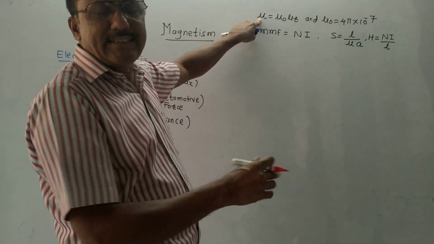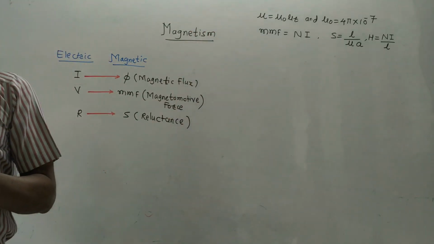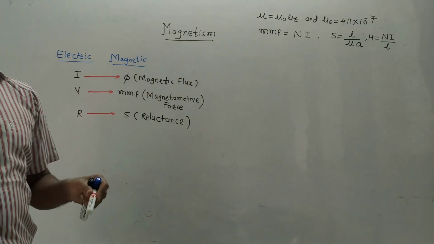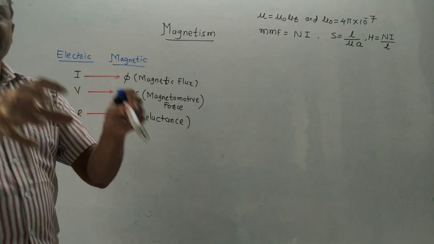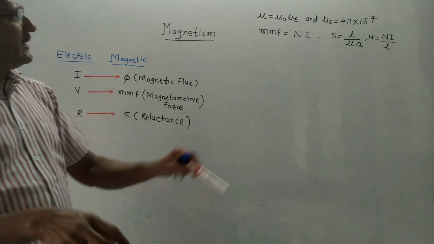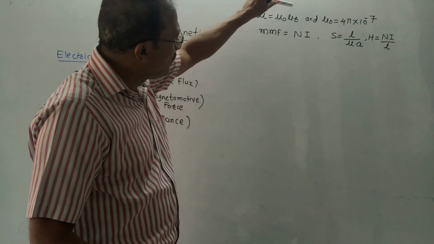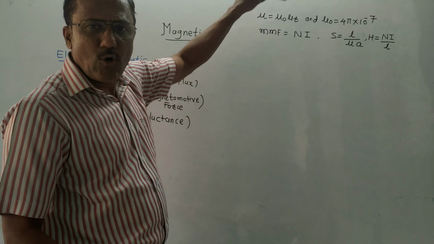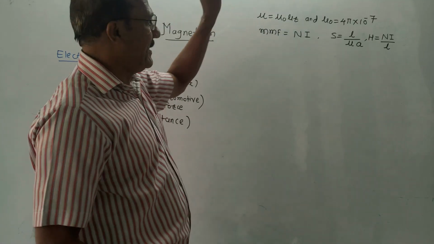Mu is called as permeability. What is this permeability? Every medium has a tendency to oppose the things passing through it. So, the tendency of a medium to oppose the magnetic lines to pass through it is related to permeability. It is expressed as mu 0 into mu r. Mu 0 is called as permeability of free space and mu r is called as relative permeability.